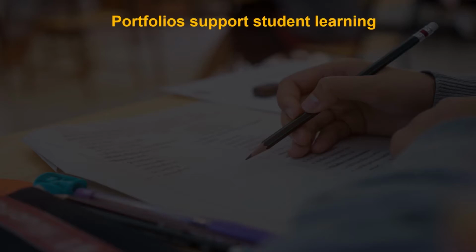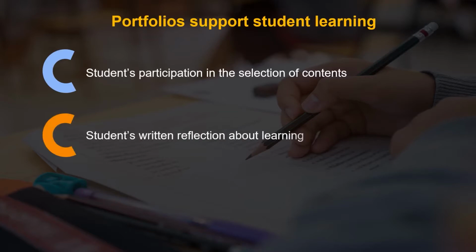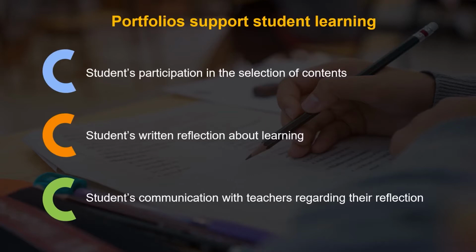So here we can see that these two types of portfolio speak of the efforts of the learners' hard work, what type of work has taken place in the classroom. And we can see that a portfolio supports student learning. How does a portfolio support student learning? That may be arising in your mind. When we look at this point, we can see students' participation in the selection of contents, students' written reflection about learning, students' communication with the teachers regarding their reflection. All these things come under student learning. So they may be learning about the selection of the contents, and about their own learning. So we can say that some kind of metacognition is coming, that they are thinking about their own thinking process, and then students' communication with the teachers regarding their reflection.